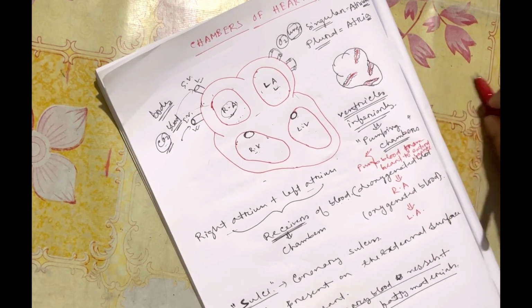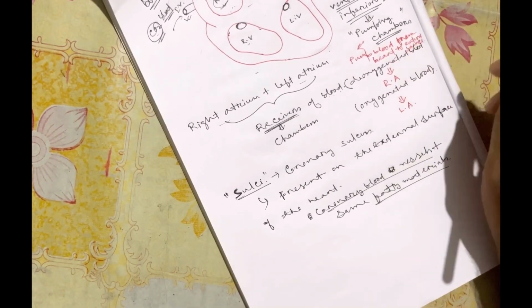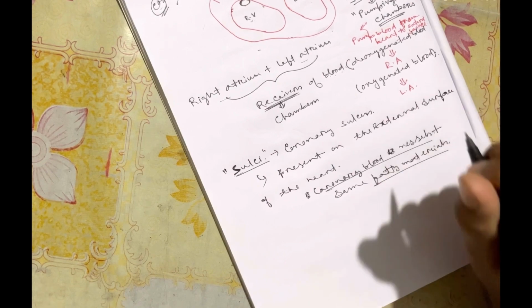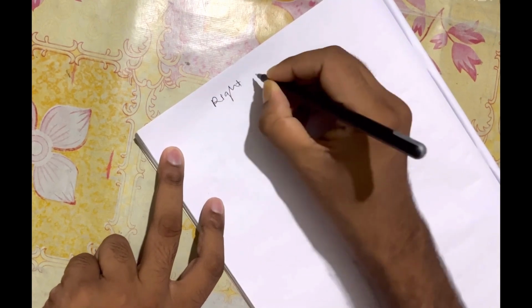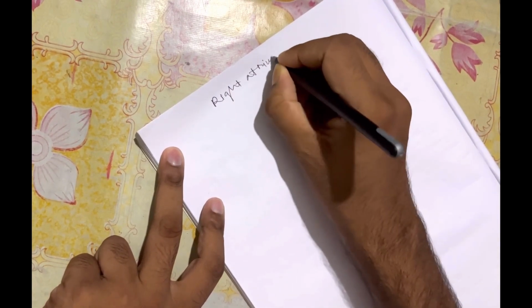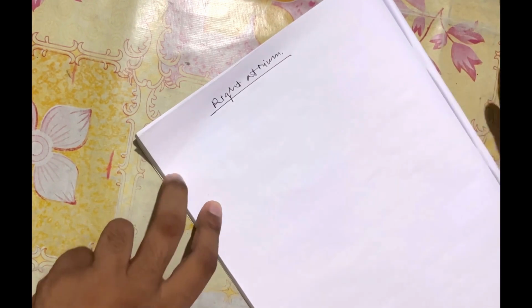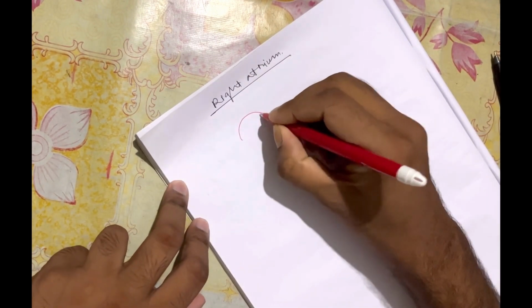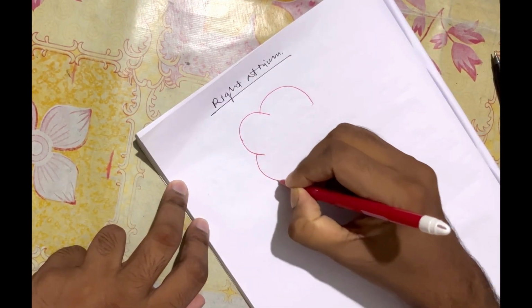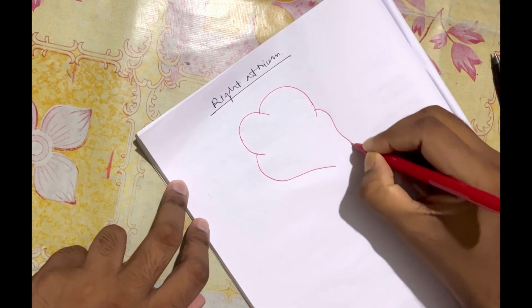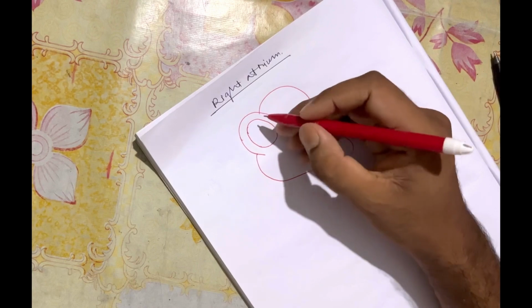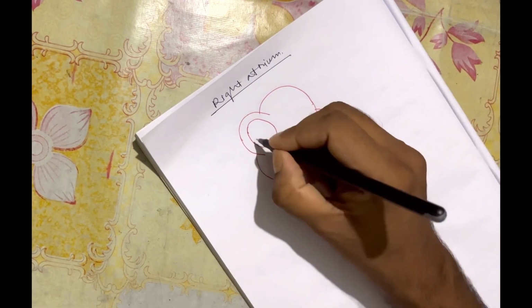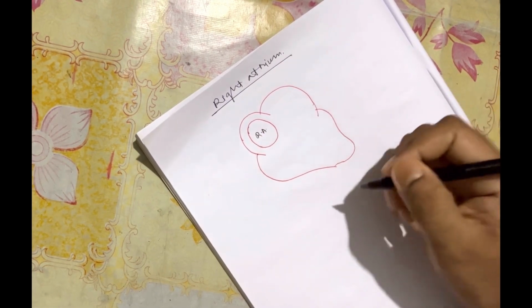So next thing is we'll go into detail over the chambers. First we'll go to the right atrium. Now let's discuss the right atrium. Okay, so let's draw the diagram again. First we'll draw the diagram of our heart. As we're going to discuss only the right atrium, I'll only draw the right atrium. Okay, so this is the right atrium.